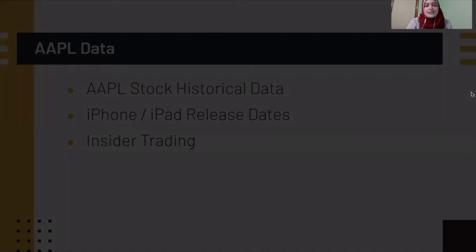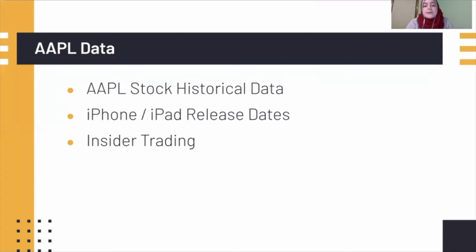Thank you, Annika. So the first section of data that we examined is Apple related. We first took a look at the Apple stock historical prices, including their opening close, highs and lows of each day. We also looked into iPhone and iPad release dates to see if stock prices were affected by these announcements at all. And finally, we looked into insider trading to see whether, on days on which insider trading was reported, the public responded in any way to news of Apple insiders trading their shares.